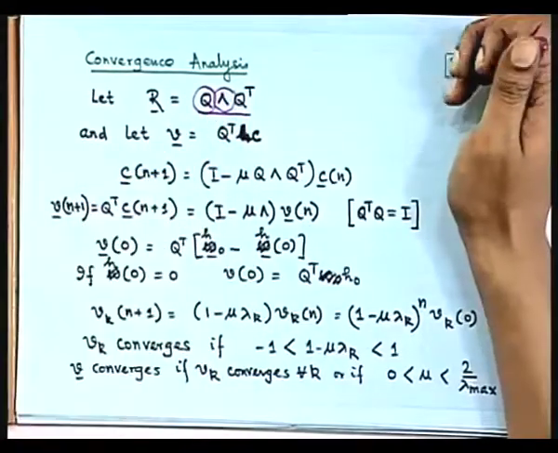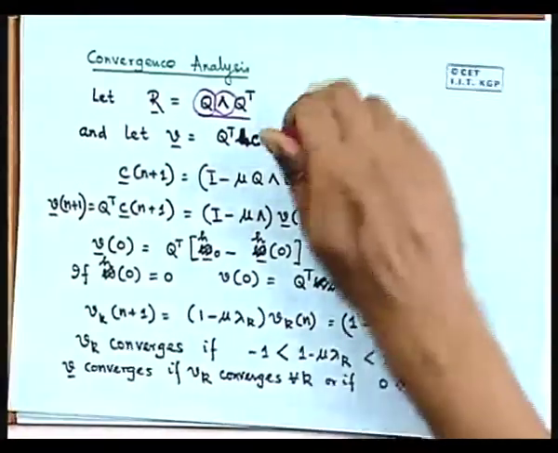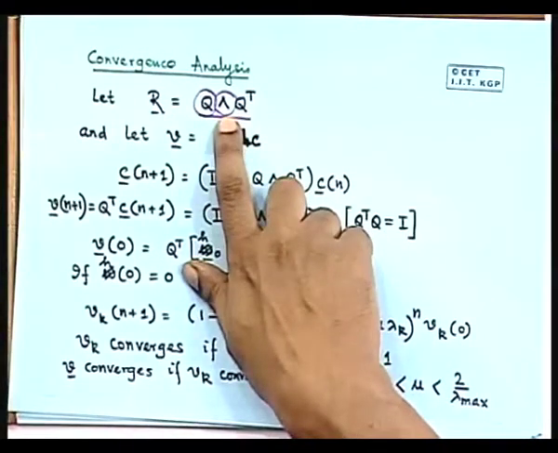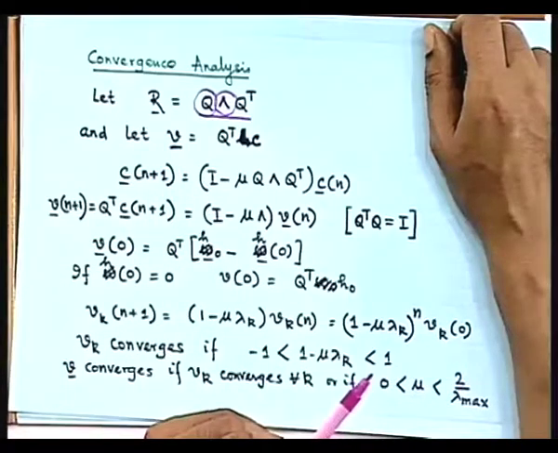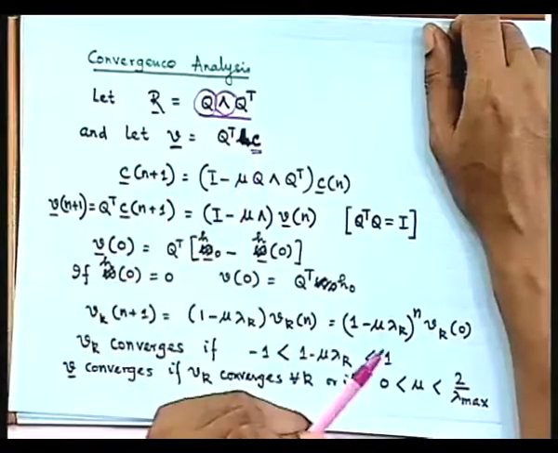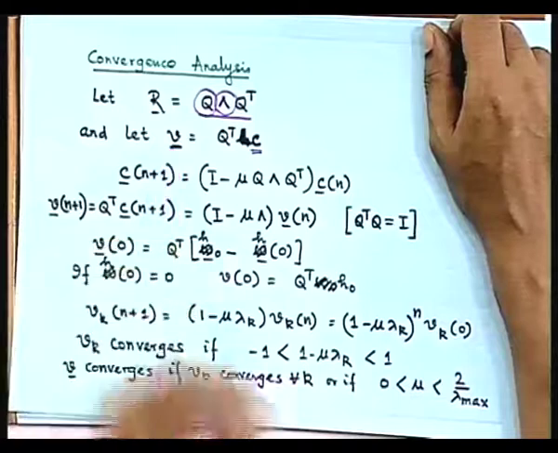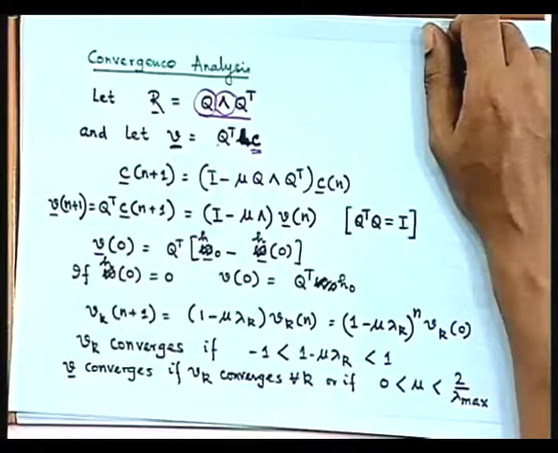We can easily achieve it if we set up a coordinate system along the eigenvectors. So we write that R is equal to this, where this is the eigenvector matrix and this is the diagonal matrix consisting of eigenvalues. Remember, we had done this before. And then define a new set of error coordinates. Previous error coordinates were C, so now I am defining a new error which is V, defined as Q transpose C.